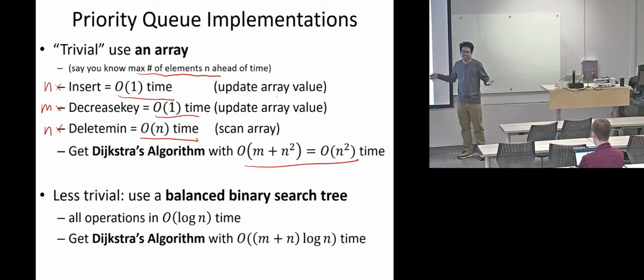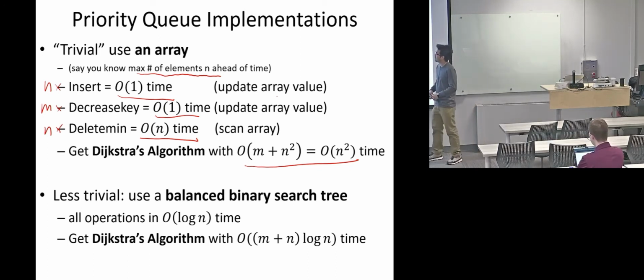But you can do better if you implement the priority queue with a better data structure, like a balanced binary search tree. Then everything you can implement in log n time. You just store it in a balanced tree, the depth is log n, and whatever you do takes log n time. There are n plus m operations, so the total time is now (m plus n) times log n. So that's better if the graph is not too dense.